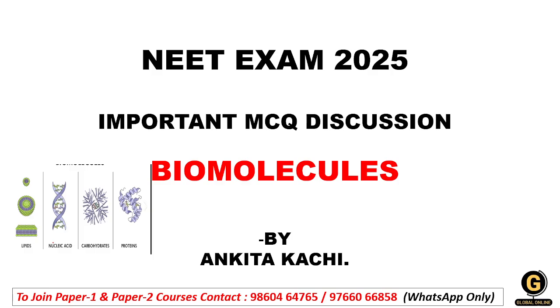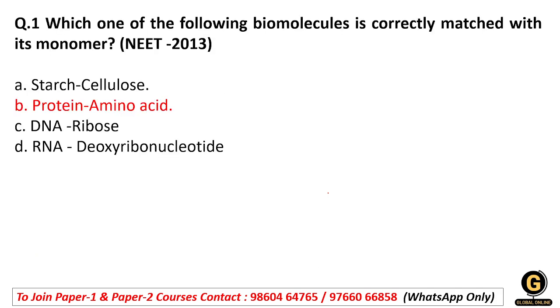You can see in this diagram, that lipids, nucleic acid, carbohydrates and proteins are nothing but the biomolecules. So let's start with the session for today. The first question, which one of the following biomolecules is correctly matched with its monomer? So the options given are starch cellulose, protein amino acid, DNA ribose, RNA deoxyribonucleotide.